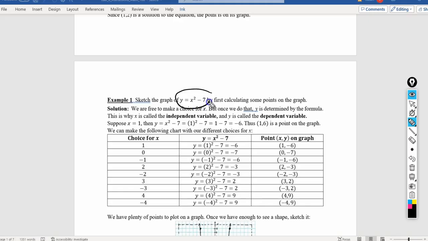If you were going to sketch this, then you can calculate some points. You are free to choose x, so that's the independent variable. Once you have made your choice for x, though, y is predetermined. You don't get to choose what y is willy-nilly. So if x is equal to 1, then you figure out what y is by plugging 1 into this equation, and you get -6, and this gives you a point on the graph, 1 comma -6, and then you can plot that.